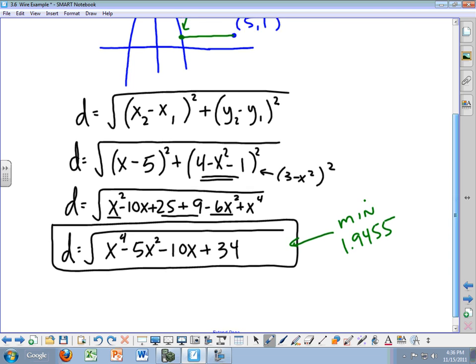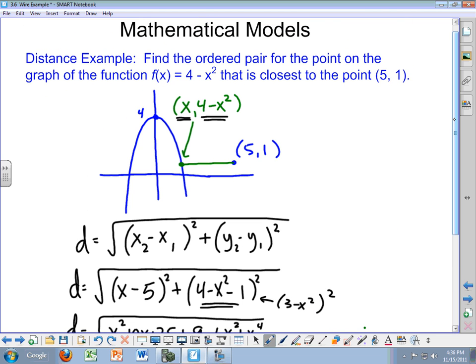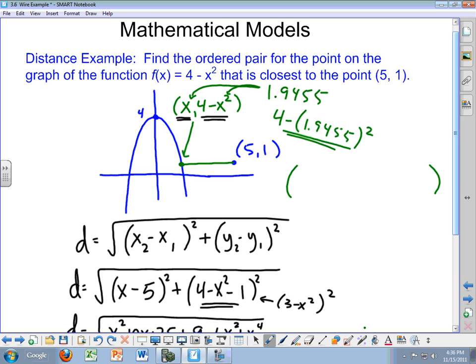Let's go back to the beginning and see what this is talking about. Notice that that's the x value right there, 1.9455. And if we plug that number into here, we will have the second half of that ordered pair, 4 minus 1.9455 quantity squared, and that would be the y value of the ordered pair. So the point we're looking for has that ordered pair, and I'm going to write it in its ugliest form here: 1.9455, comma, 4 minus 1.9455.